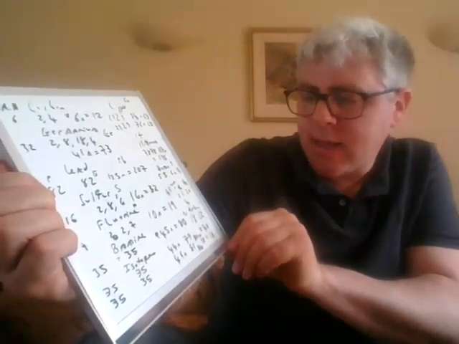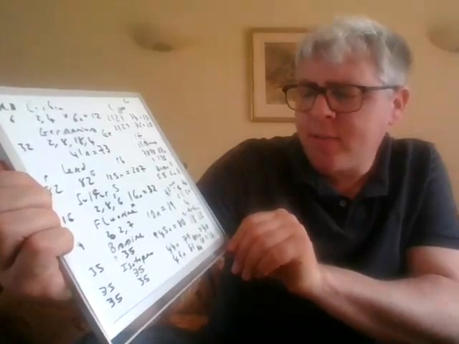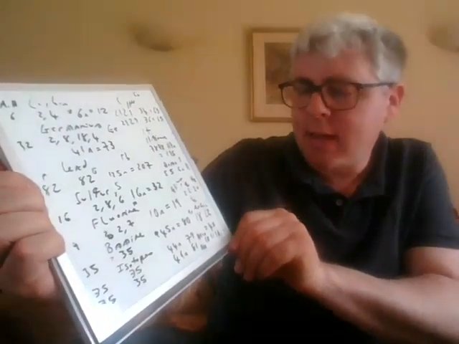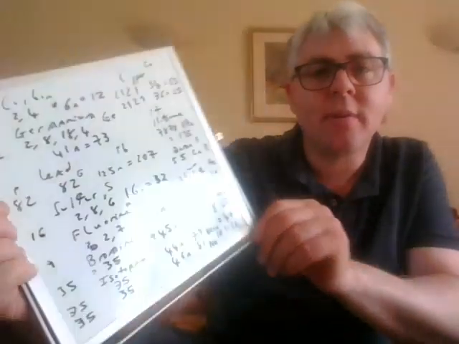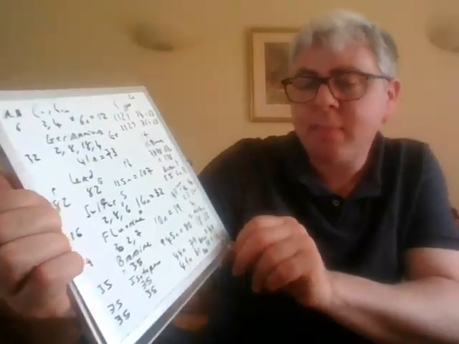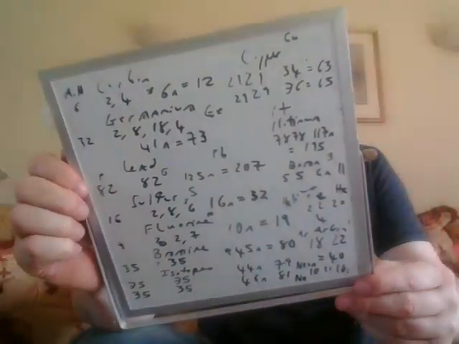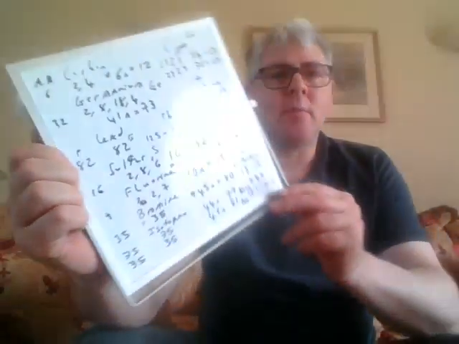And then I've got neon here, and its chemical symbol is Ne. It's got 10 protons, 10 electrons, and 10 neutrons. So it's got a relative atomic mass of 20. So I just thought I'd show that to you.